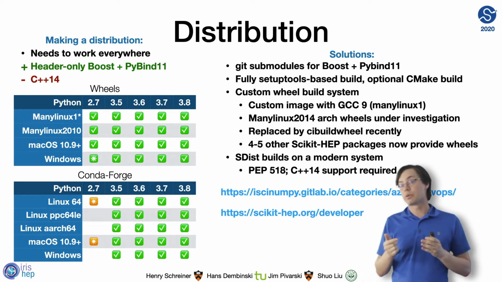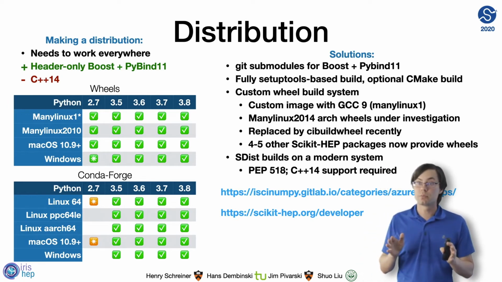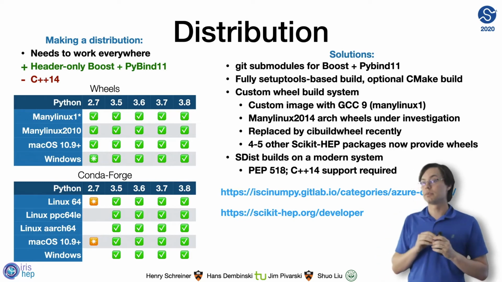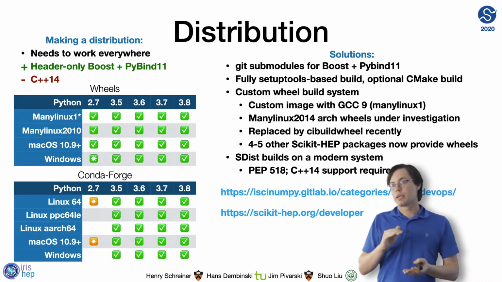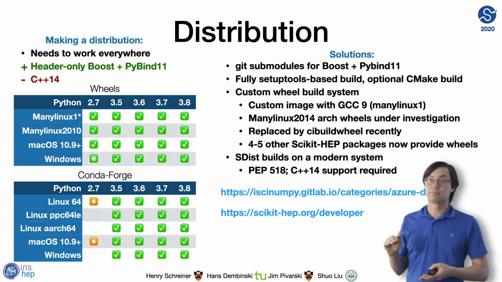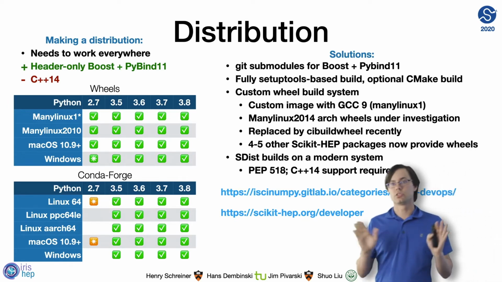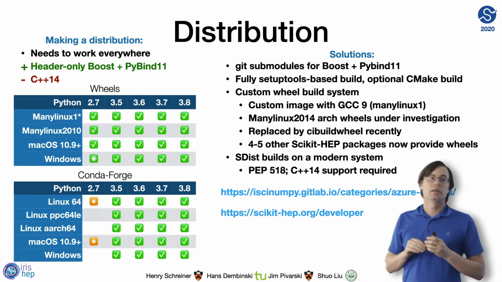One, everything was header only. So we had all of the Boost dependencies header only. We had the PyBind 11 was header only. So you didn't have any sort of compiled library you had to ship along with it, which is really, really nice. You can just use Git submodules and you're done.